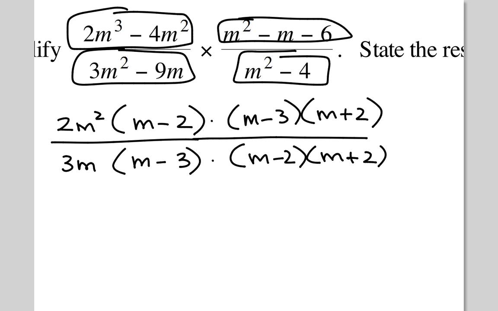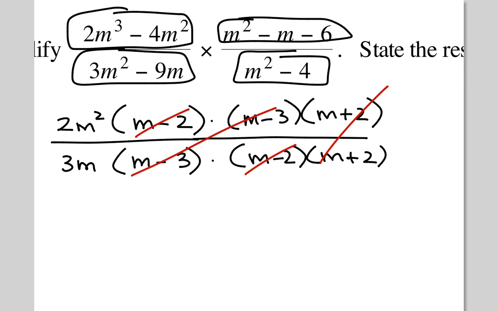Hop on the cancel train. Whoop, whoop. You don't want to hop on the cancel train. Chugga, chugga, chugga, chugga. Whoop, whoop. No? Take the bus. M plus 2's gone. Ooh, m minus 3 gone. M minus 2 gone. Oh, and then how many m's are gone?